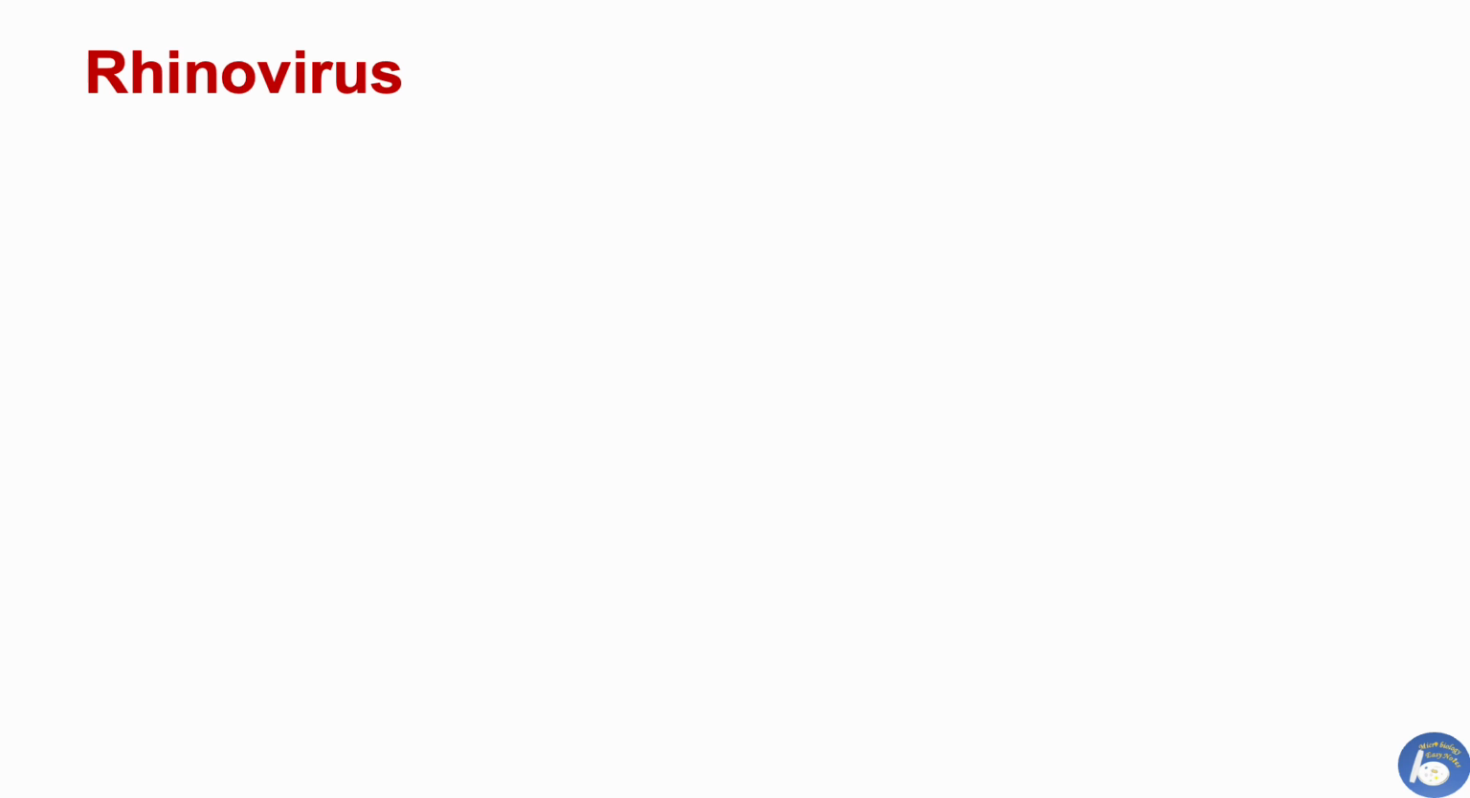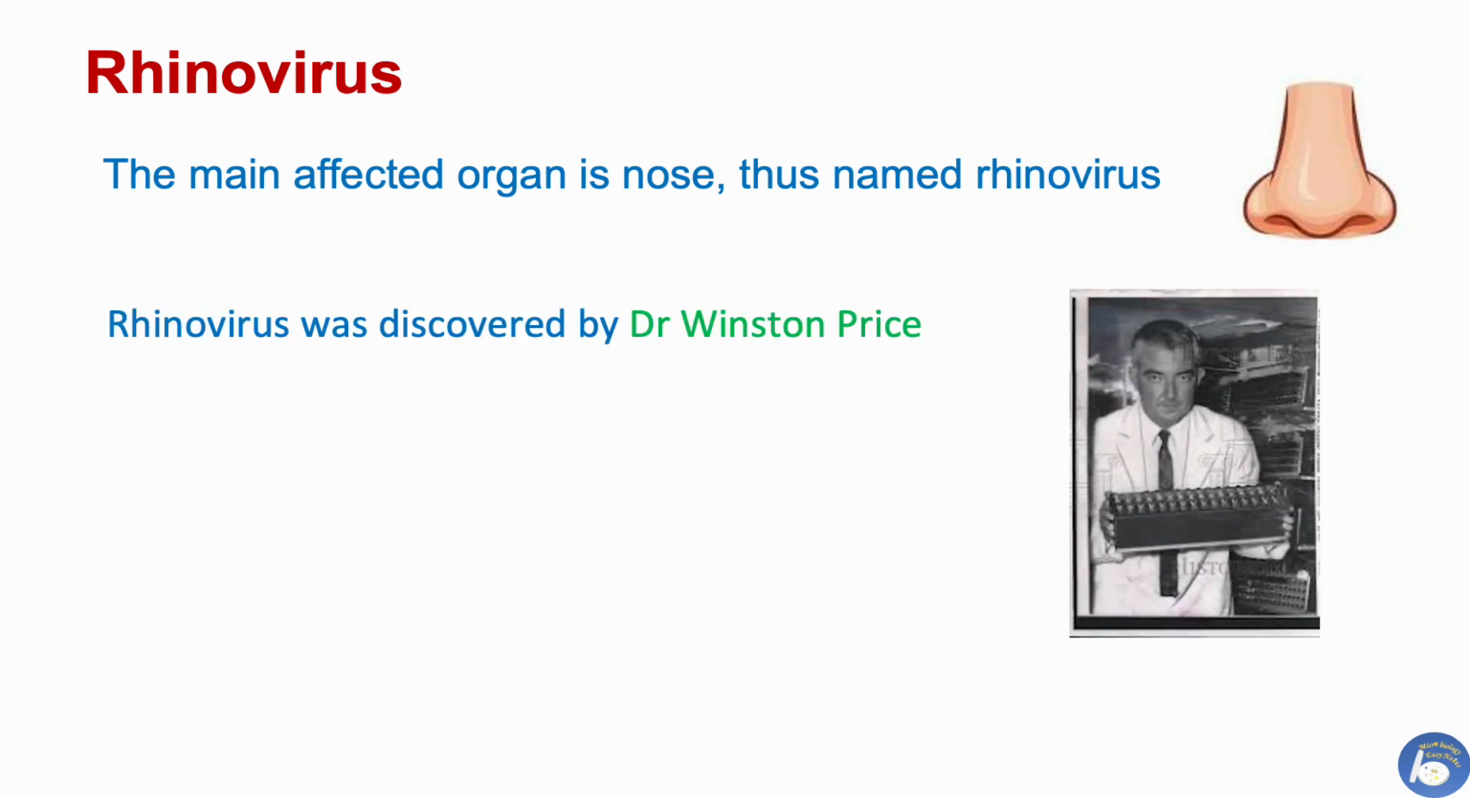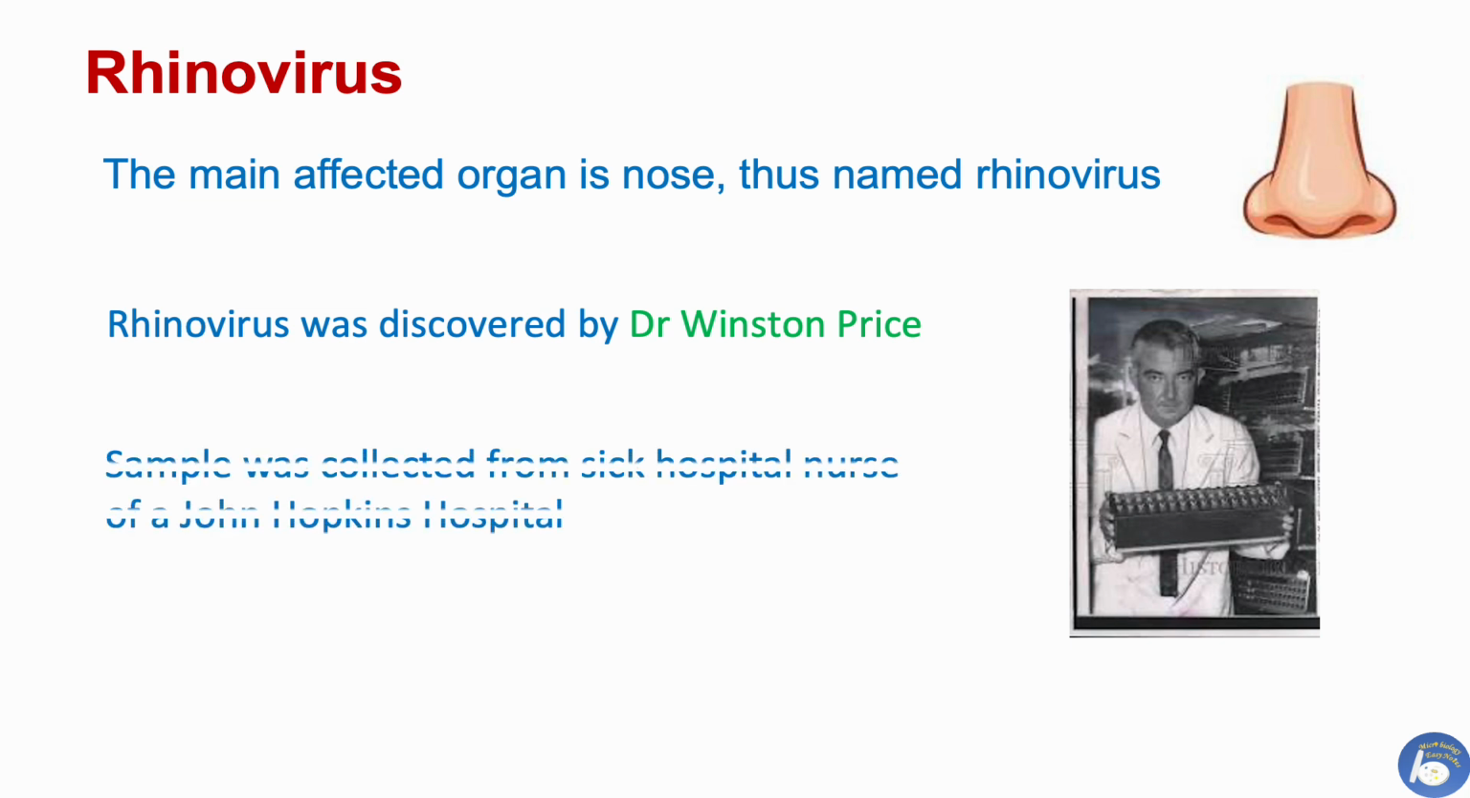Most common cause of cold is rhinovirus, so let's learn about it. It is named rhino because it causes congestion and inflammation in the nose. Rhinovirus was discovered by Dr. Winston Price at Johns Hopkins University using a sample collected from a sick hospital nurse. First, it was named as Johns Hopkins virus, later renamed as human rhinovirus A1. The virus belongs to the Picornaviridae family.